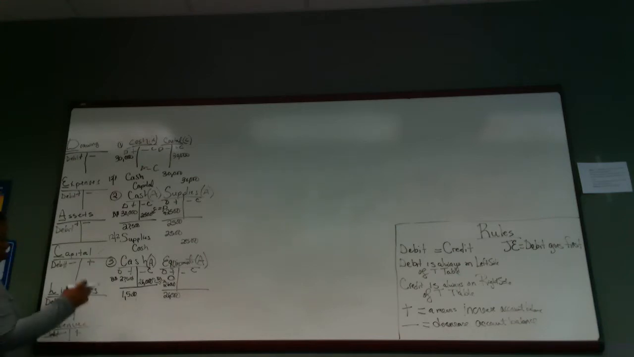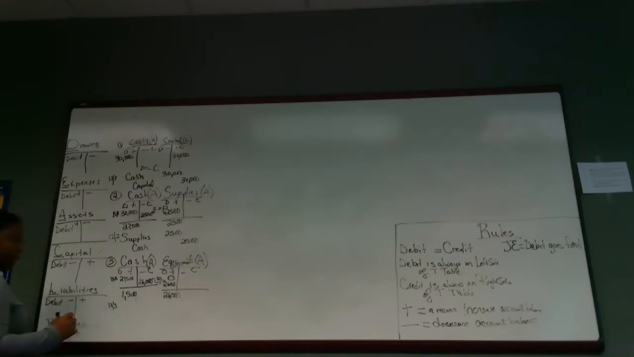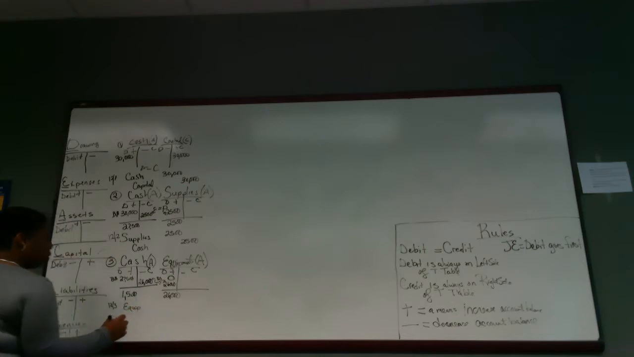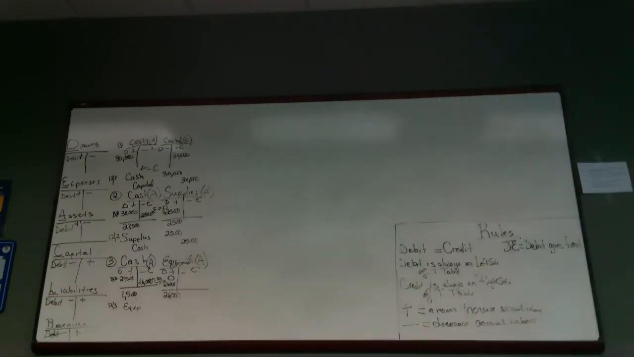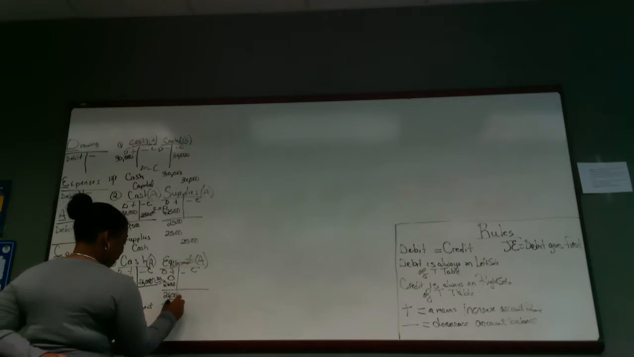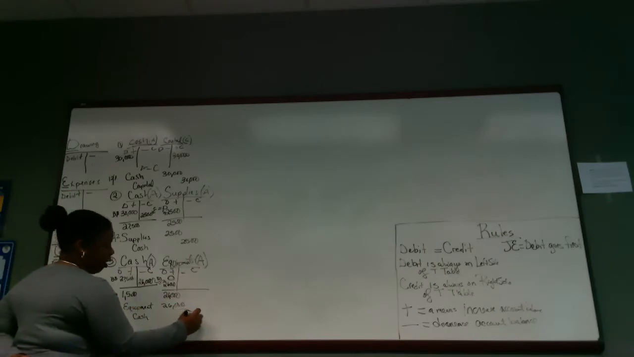Journal entry, what goes first? The debit or the credit? Debit. Which one is my debit? Debit is the equipment. You just said that. And that's 26,000. Remember to indent your credit. So we have cash and 26,000.